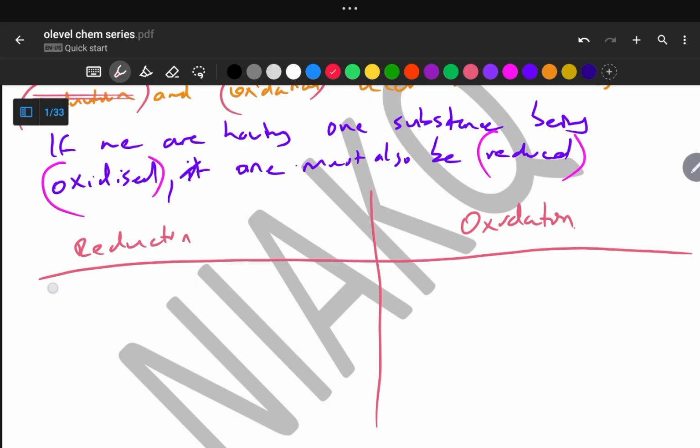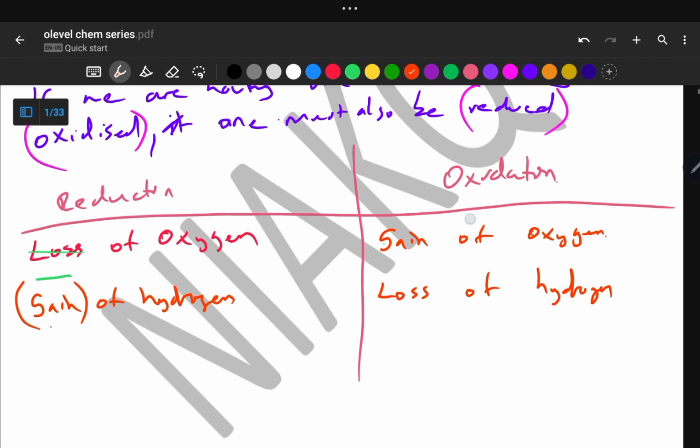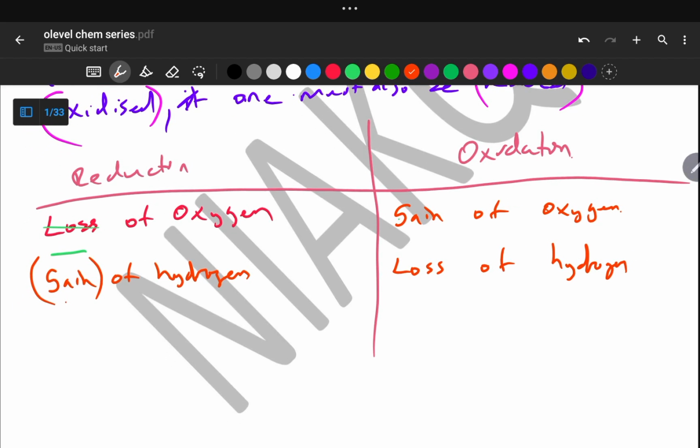So in terms of oxygen, reduction is defined as the loss of oxygen, and here we have the loss, simply meaning we are going to have the opposite for oxidation, which is the gain of oxygen. And then in terms of hydrogen, reduction is the gain of hydrogen, so oxidation is the opposite, which is the loss of hydrogen.